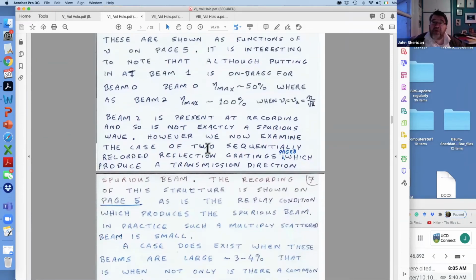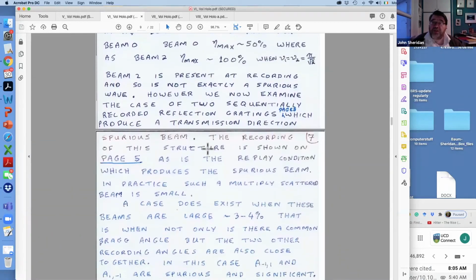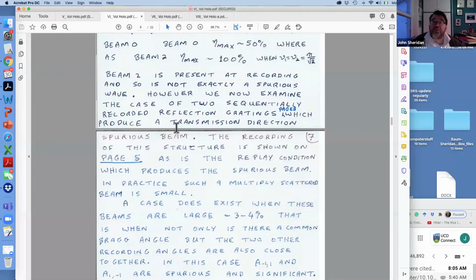Beam 2 is present at recording, and so is not exactly a spurious wave. However, we now examine the case of two sequentially recorded reflection gratings, this is on page 5, which produce a transmission direction spurious beam.